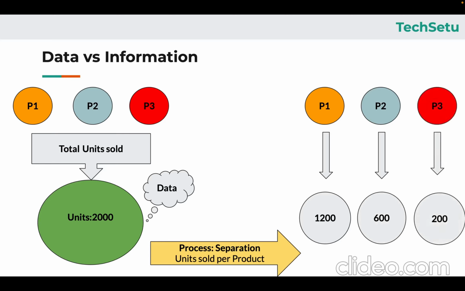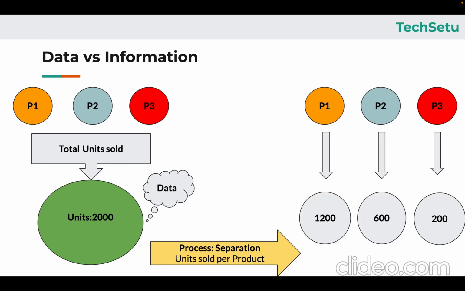Now these numbers 1200, 600 and 200 are helpful for me to take a decision because I can see by these numbers P1 is doing good, P2 is moderate and P3 is something that we need to look after, because the total number of units sold of the P3 product is 200. So we need to look into why the number of units sold for P3 is less, whether the customer is dissatisfied, the retention rate is less, or we are not getting any references for that product.